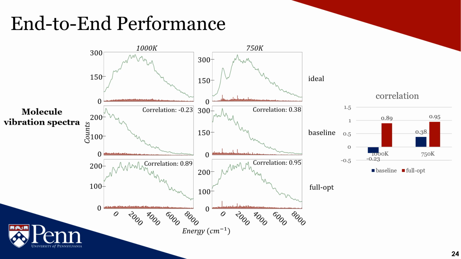For the vibration molecule problem, we can see that the samples from the baseline compiler have a huge shift and low correlation with the ideal distribution, while our compiler achieves a high correlation and has a similar shape to the ideal distribution.